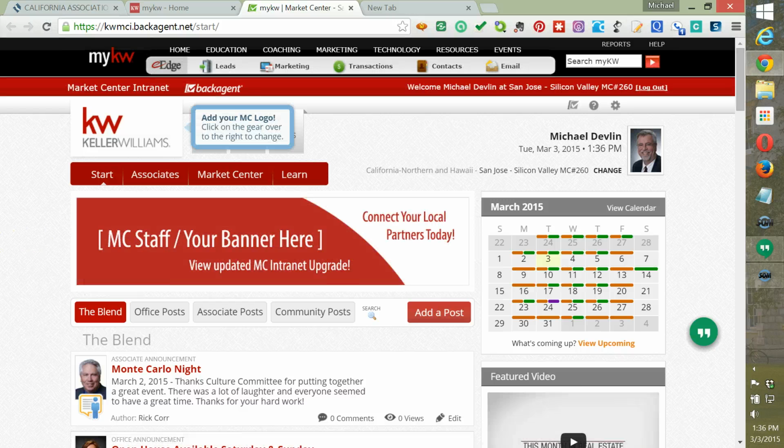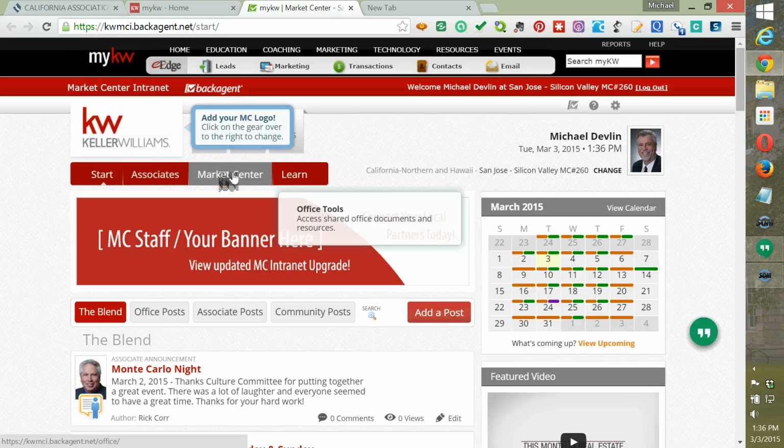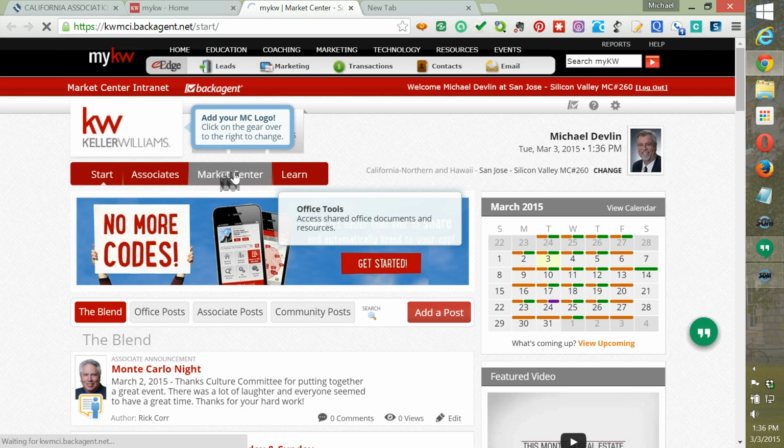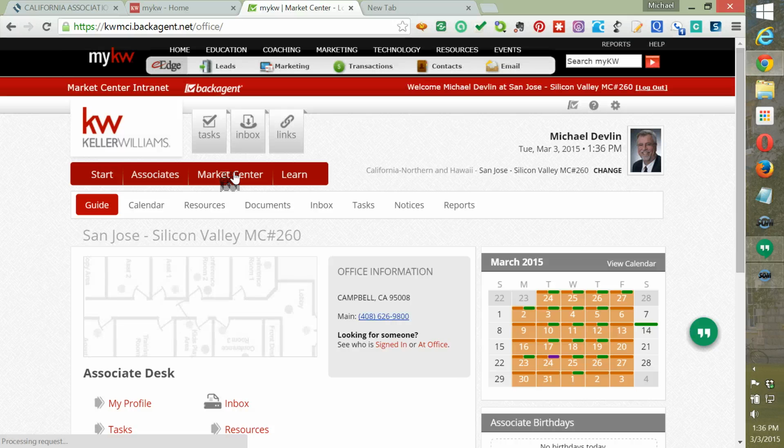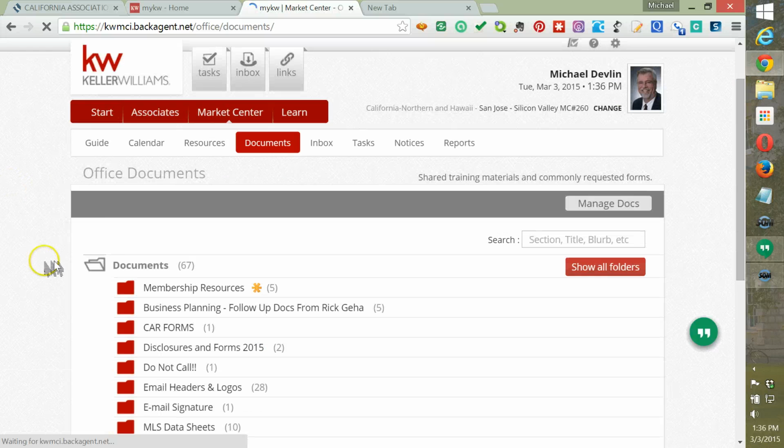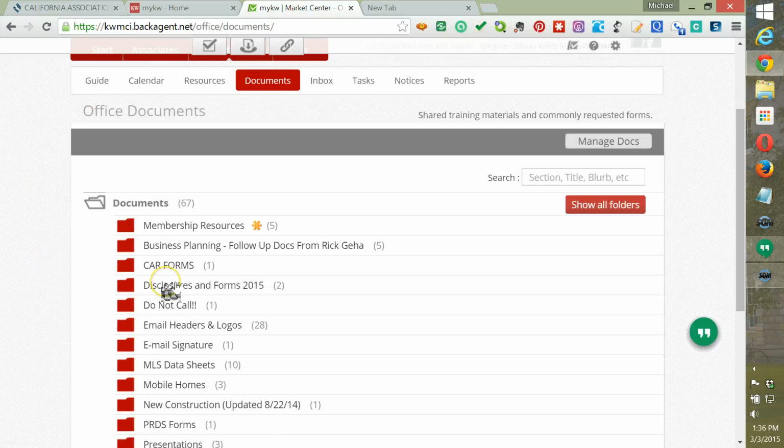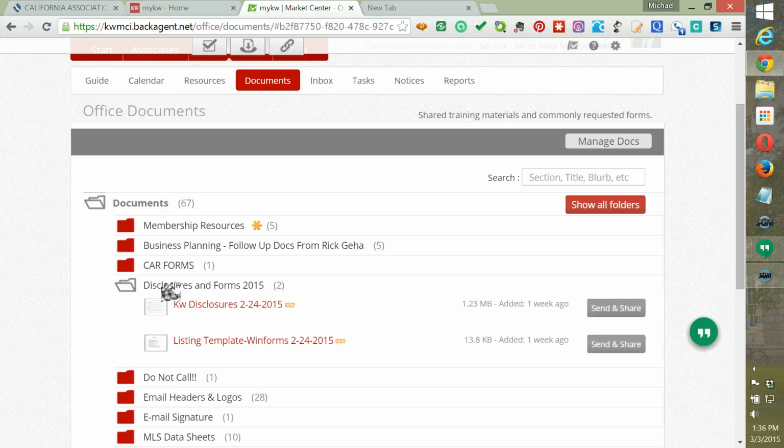Once you're here, you can click on Market Center. And once you're in Market Center, you can click on Documents. And once you're in Documents, Disclosures and Forms 2015 would be a good place to start. And then there's a listing template with WIN forms and KW disclosures.